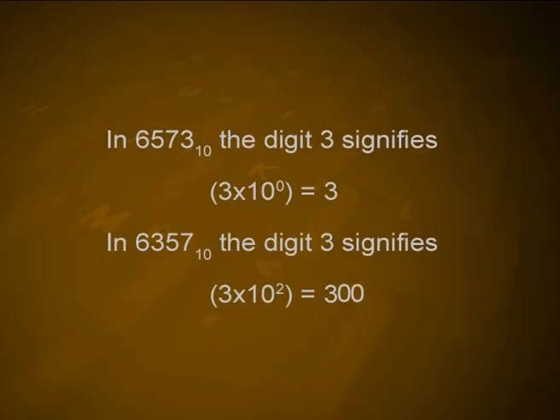In 6573 to the base 10, the digit 3 signifies 3 into 10 raised to 0, which is equal to 3. In 6357 to the base 10, the digit 3 signifies 3 into 10 square, which is equal to 300.